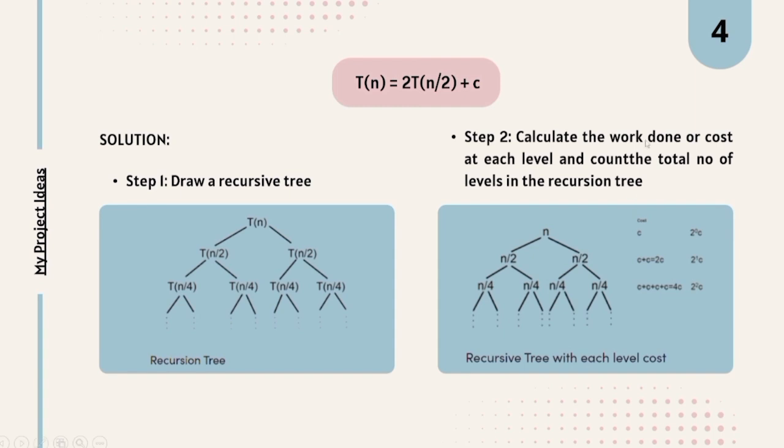At step 2, we need to calculate the work done, or cost, at each level and count the total number of levels in the recursion tree. So at each level the cost is calculated. See here, the cost here is c. Here the total cost is c plus c, that is 2c. Here c plus c plus c plus c is 4c. So it follows a pattern: 2^0 c, 2^1 c and 2^2 c. This is the recursion tree with each level's cost.